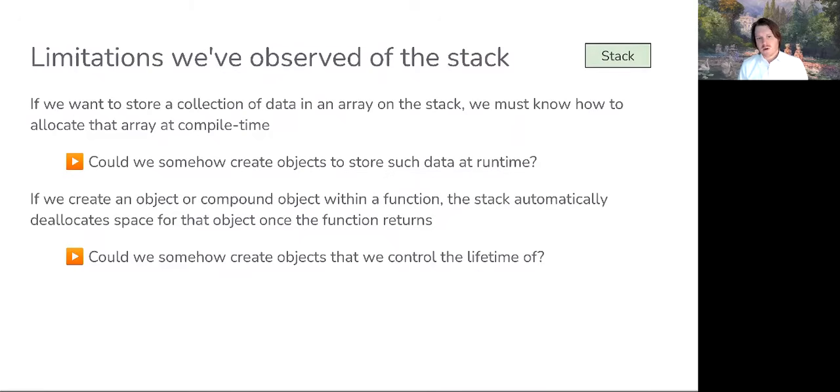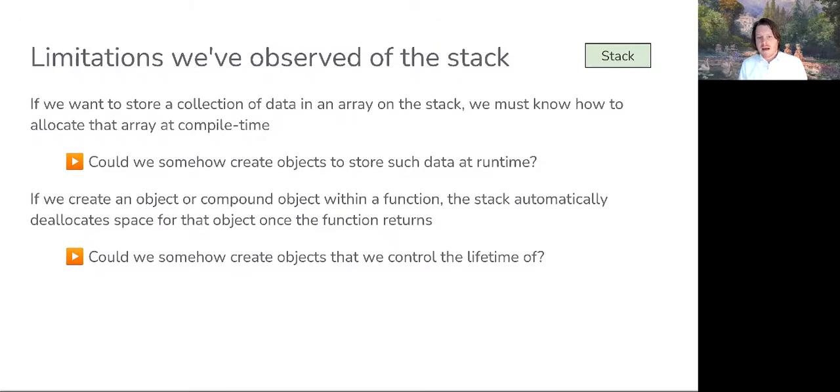For instance, if we wanted to store a collection of data in an array on the stack, we had to know how to allocate that array at compile time. And this left us with few options. Let's say we were reading data from a file and we weren't sure how many integer objects we were going to read, but we wanted to store them in an array. Well, we could have allocated a huge array, potentially wasting memory within our program, or we could have been more conservative and allocated a smaller sized array and potentially not have enough space to store everything within our files.